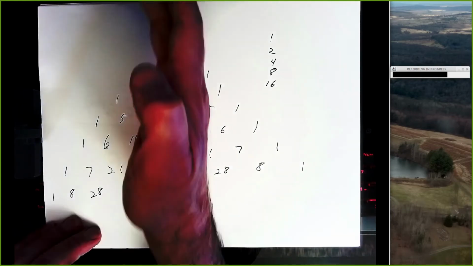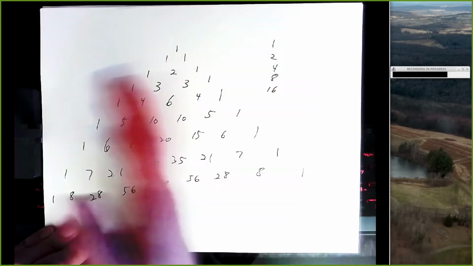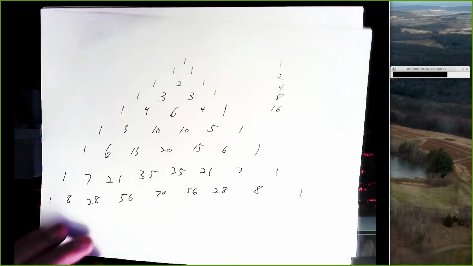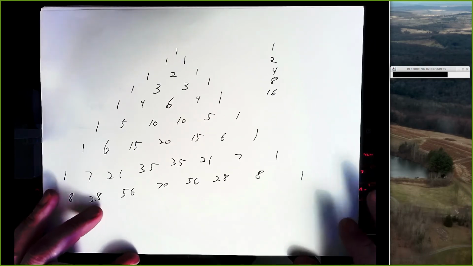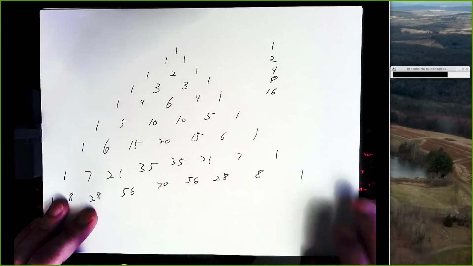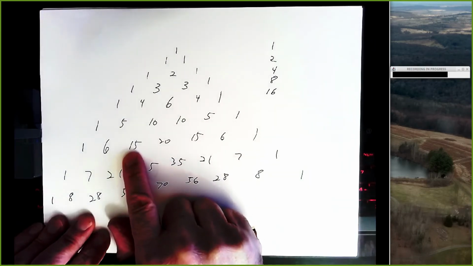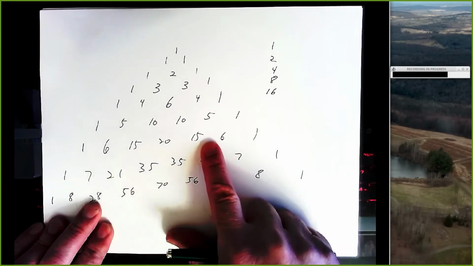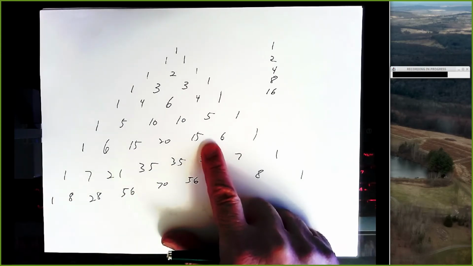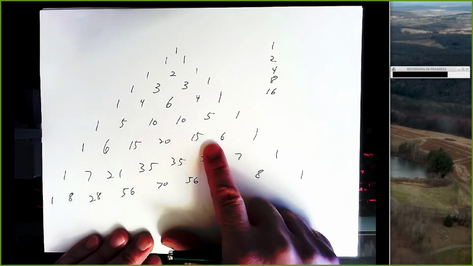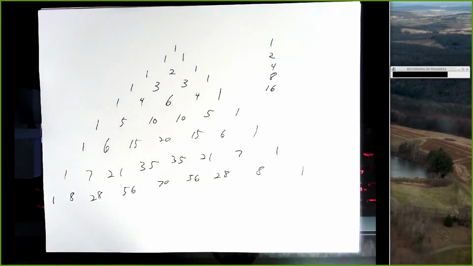We've got symmetry about this axis because the number of r combinations is the same as the number of n minus r combinations. If you like, we're choosing r things out of n to include. Choosing r things out of n to include is the same as choosing n minus r things out of n to exclude. So we've got to have this symmetry. So that's good.